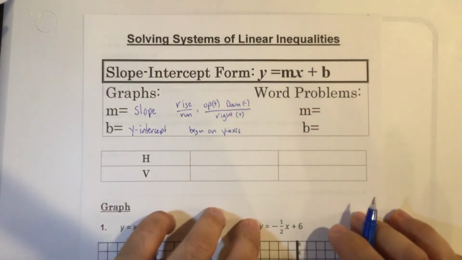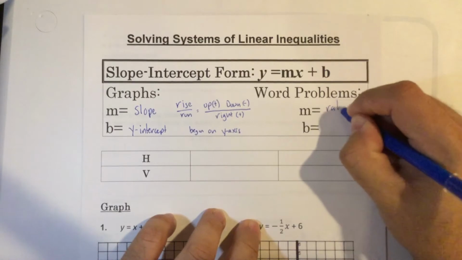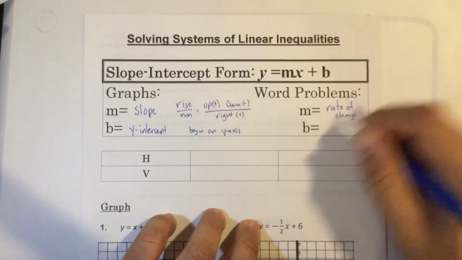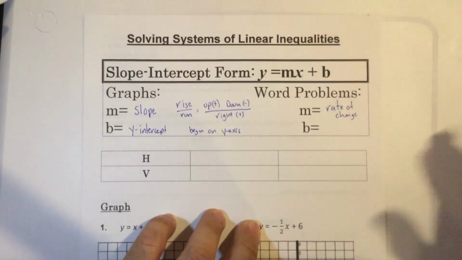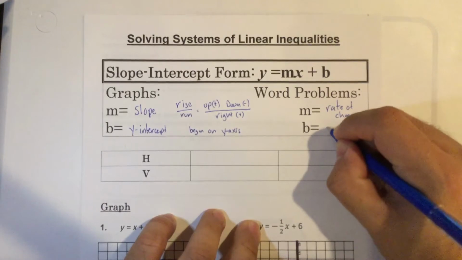All right, for word problems, m, the slope, is going to be called your rate of change. And your y-intercept again is where you begin on the y-axis, so it's the starting value.